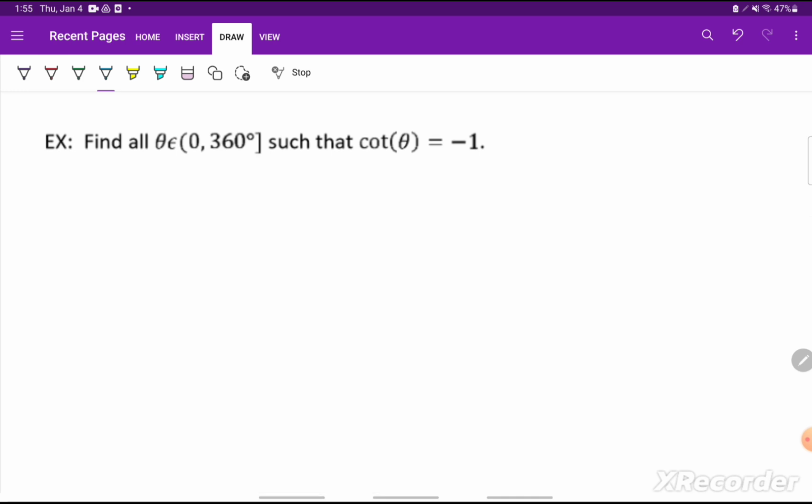Next, we want to find all theta from 0 to 360 degrees such that cotangent is equal to -1. I start by identifying which quadrants I'm going to be in. Cotangent is x over y, and it's saying that x divided by y produces a negative number. So that means that one of them has to be positive and one of them has to be negative. That happens in quadrants 2 and 4.